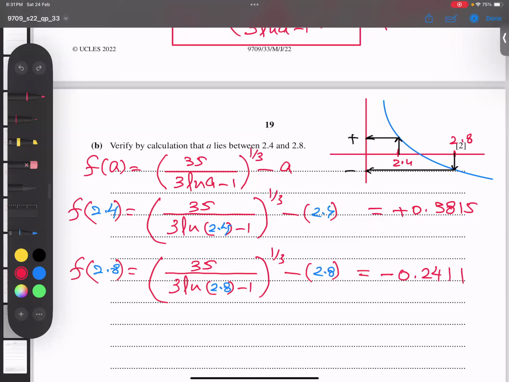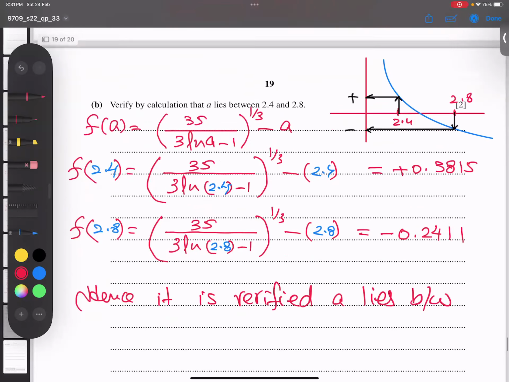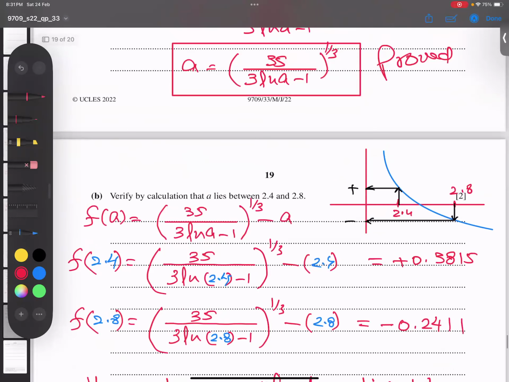It's very clear: if you get one answer positive and one negative, you can say, hence it is verified that the root, or a, lies between 2.4 and 2.8. Now you can ask me what the logic is behind this. Let me tell you, students, where the curve cuts the x-axis, this is called the answer of a. This is the answer of a, the root.